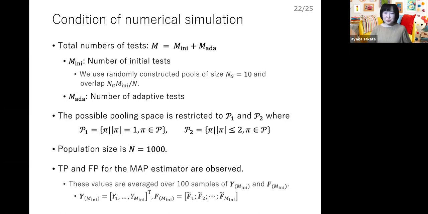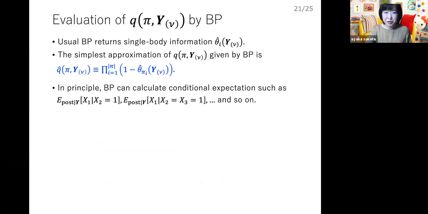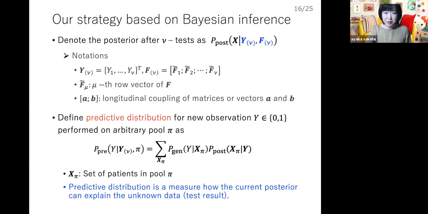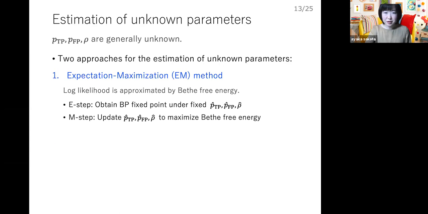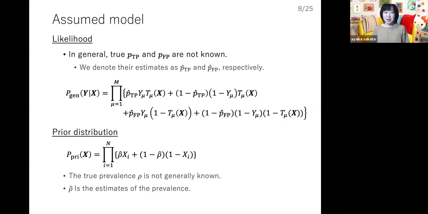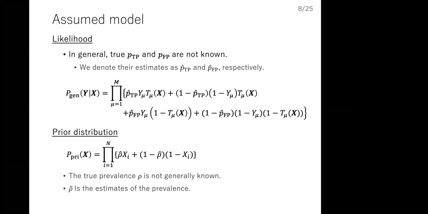For example, in this talk we fixed the prevalence, the prior, at a fixed value. But we can change this parameter for patients or for groups. By thinking about such realistic parameters, I think the method proposed here would be improved. Okay, thank you very much. Nice talk. Thank you so much.